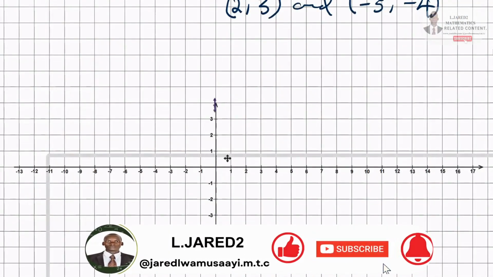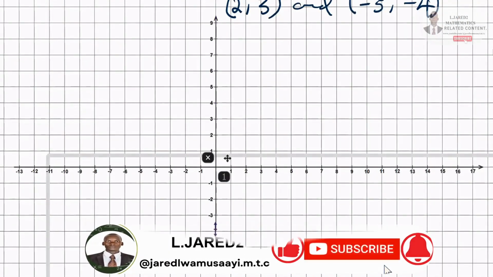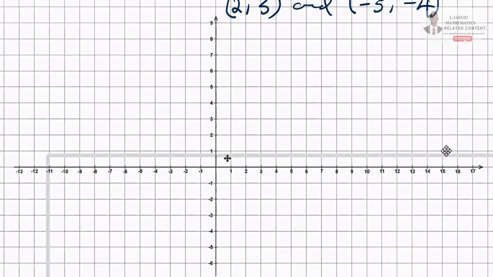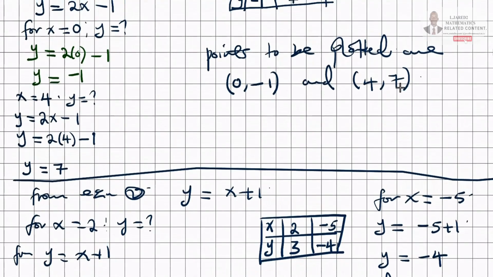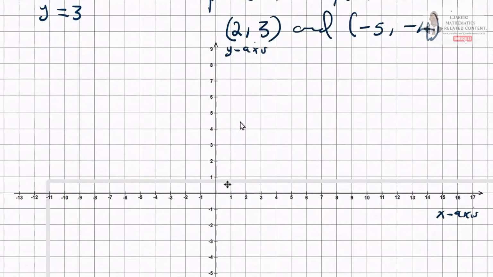So let's have the Cartesian plane drawn. We have our y-axis and then the x-axis. We can label them: this side is the x-axis, then the y-axis is this way. Don't forget to label them. Then let us plot the points we got for equation 1, which are 0, negative 1, and 4, 7.